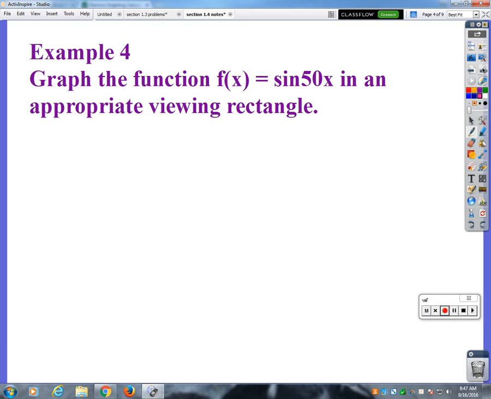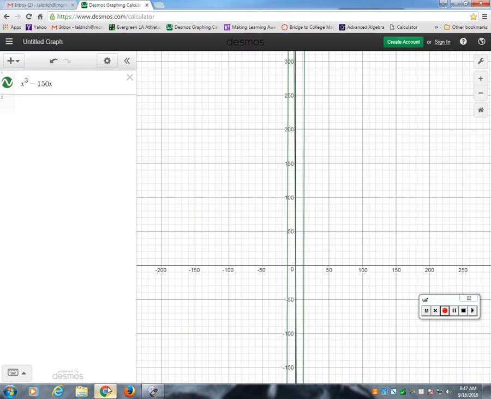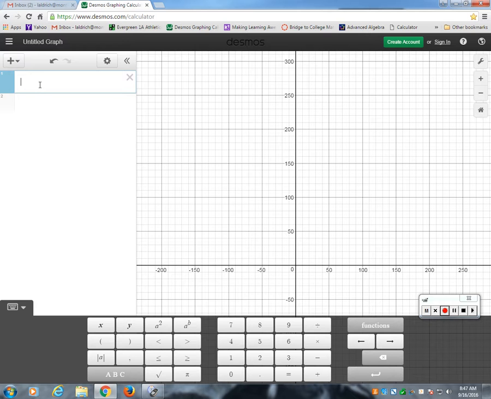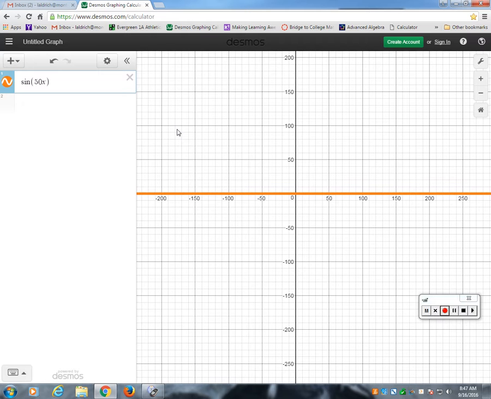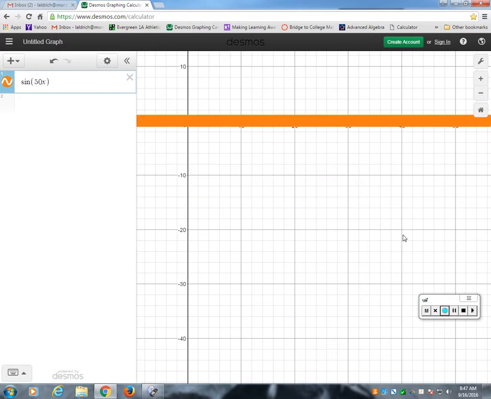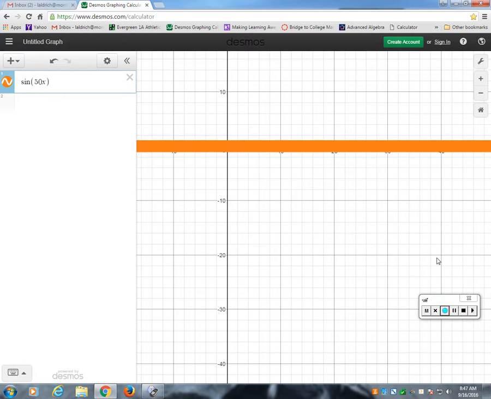Okay, how about sine of 50x? Let's go crazy with the trig here. Do you know where the trig functions are in this? You go to functions, and then it's right there. Trig is the default one, so I'm going to go sine of 50x. This is clearly a bad window because it looks like a horizontal line. So I'm going to zoom in a little bit.